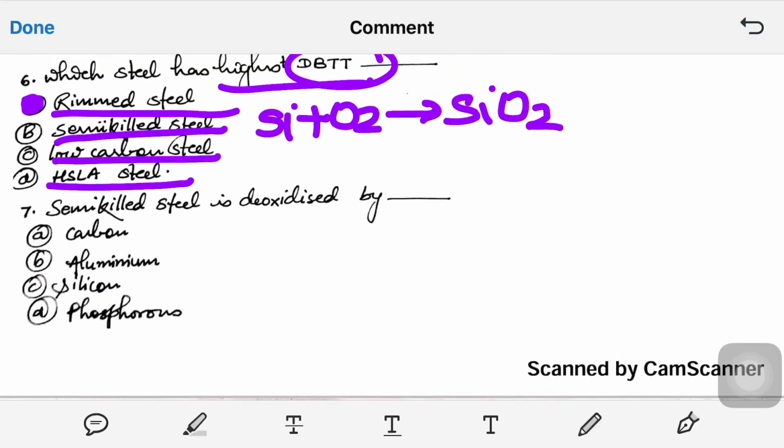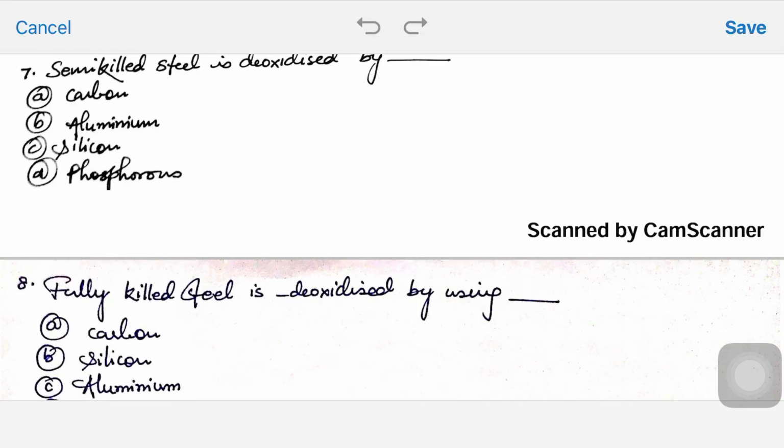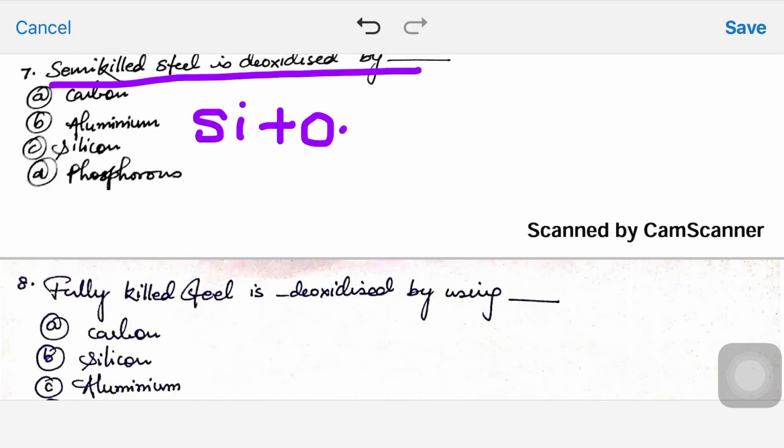Now let's see, semi-killed steel is deoxidized. Why? Again, we have discussed earlier that semi-killed steel is deoxidized by the use of what? Silicon. The silicon has a great affinity towards oxygen, so silicon and oxygen can combine together to form SiO2, and it will get removed from the melt. Okay, so that is the silicon. The option C is correct in this case.